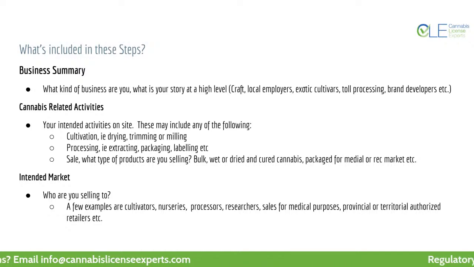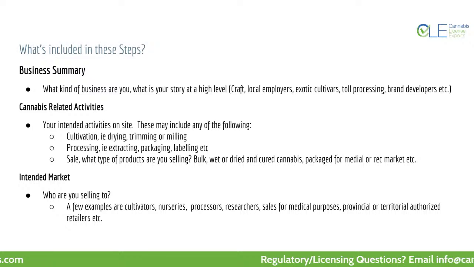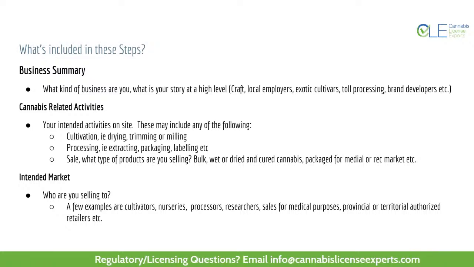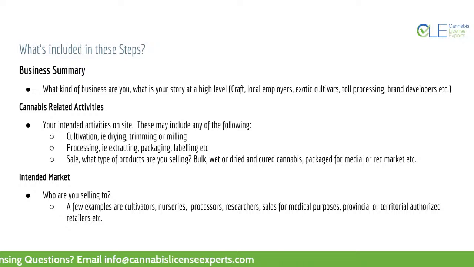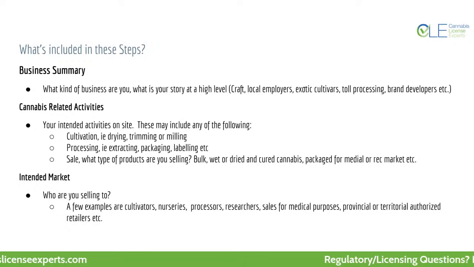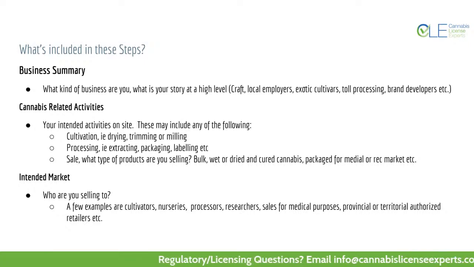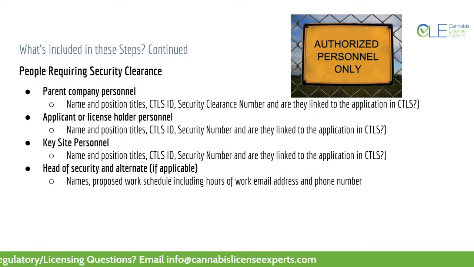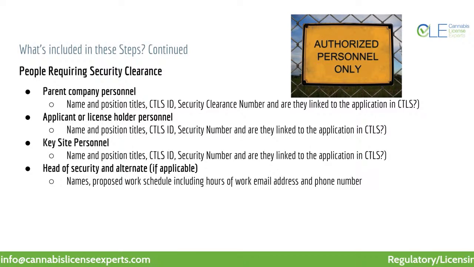Next, your intended market. So who are you selling to? A few examples are other licensed cultivators, nurseries, processors, researchers, holders of sales for medical purposes licenses, or provincial or territorial authorized retailers. Similar to here in Ontario, we have the OCS, everyone's favorite thing to hate, but we must do business with them. Okay, so moving on to people requiring security clearances.